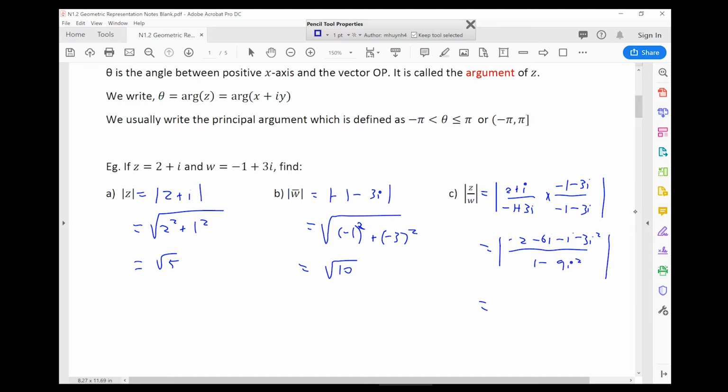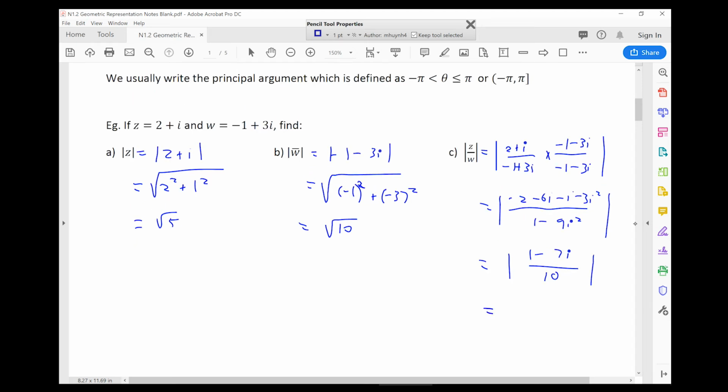Simplify the top, so put real and imaginary bits together. The bottom becomes 10 because i squared equals negative 1. This can be written as a whole fraction, so 1 minus 7i over 10, or if you separate it, it's 1 over 10 minus 7 over 10 i.